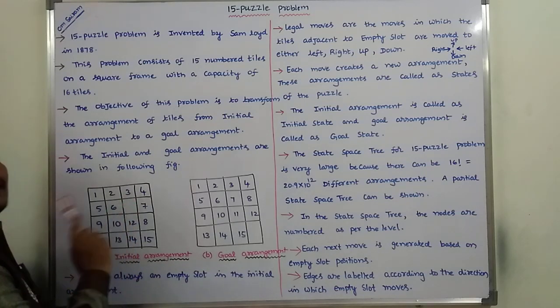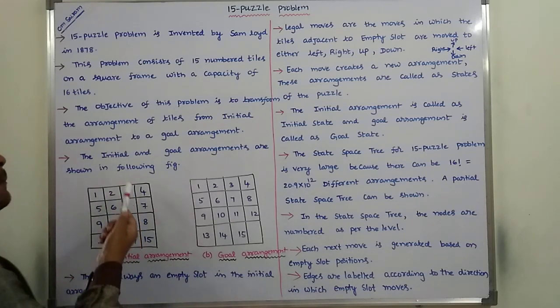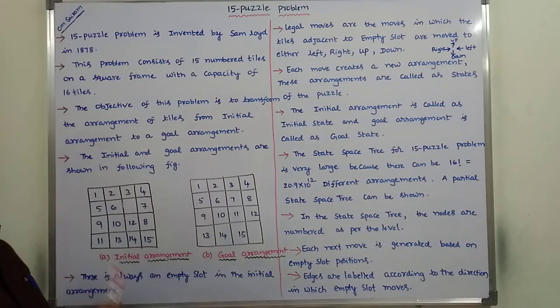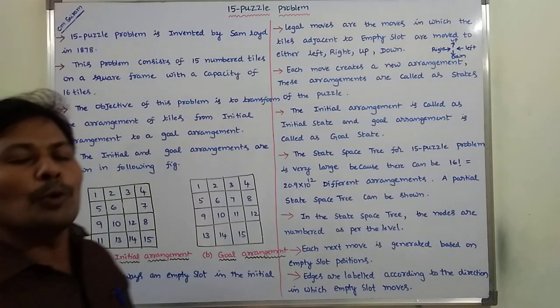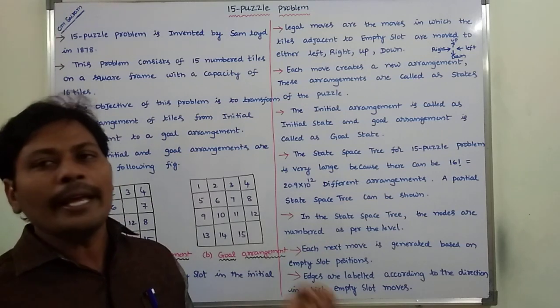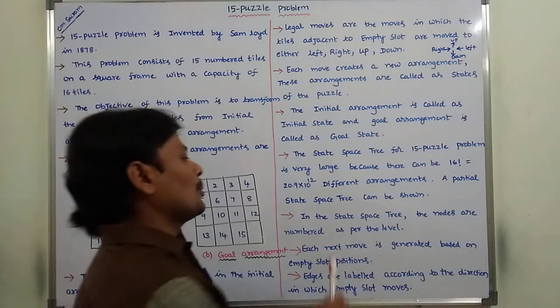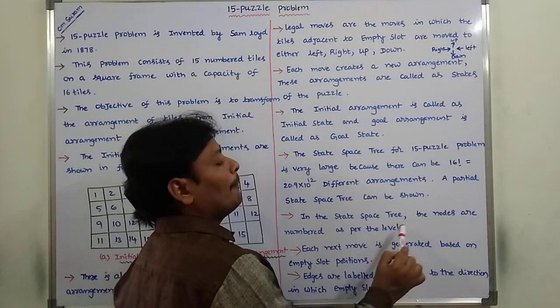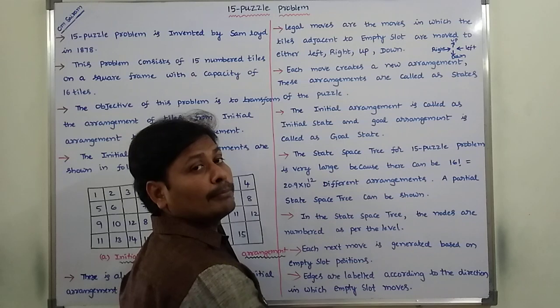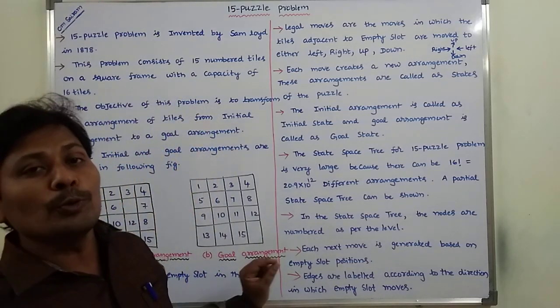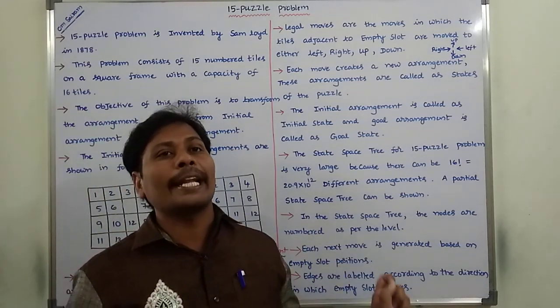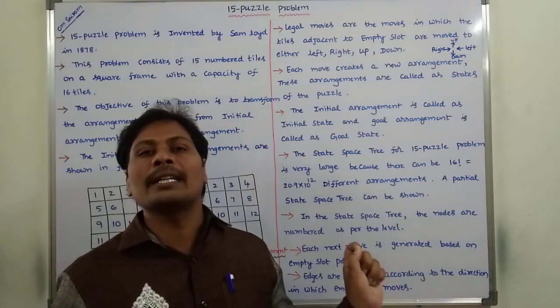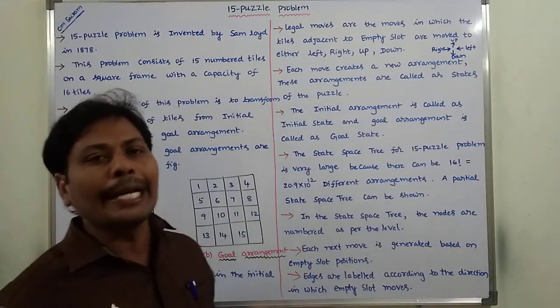Based on the empty slot, we have possible moves. Then new arrangements are possible, and they are numbered too. Each new arrangement can be denoted by one node. So in the state space tree, the nodes are numbered as per the level, based on the movement of the empty slot. Any new arrangement that comes is also treated as one node.